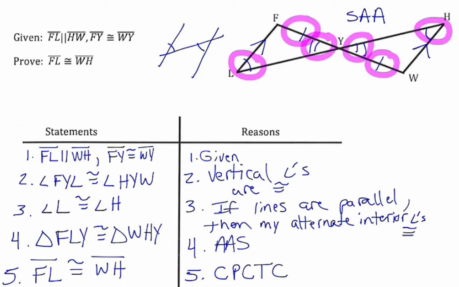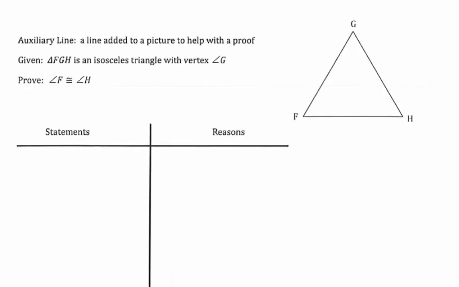That's how we're going to use this idea in our proofs. So let's turn the page and look at how I can prove something specific about an isosceles triangle. Now what you have to understand about an isosceles triangle, from the definition, we know that two sides are going to be the same. So if the vertex angle is angle G, I know that sides GF and GH are going to be the same.